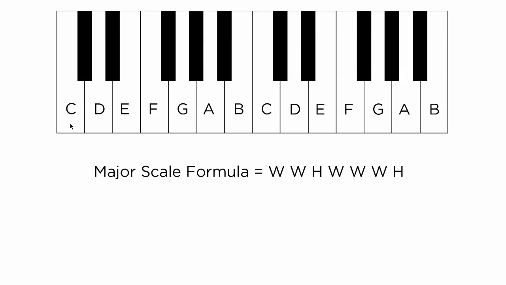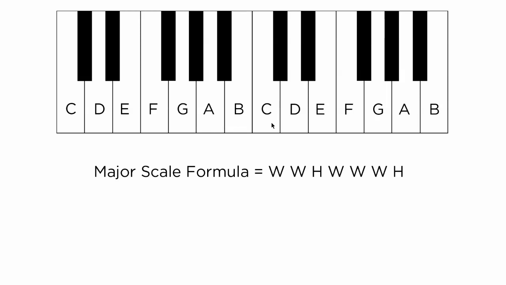Well, C to D, whole step, that works. D to E, whole step, that works. E to F is only a half step, but that's what my formula is calling for, so that works. Whole step, that lands on G. Whole step to A, whole step to B, and half step to C.